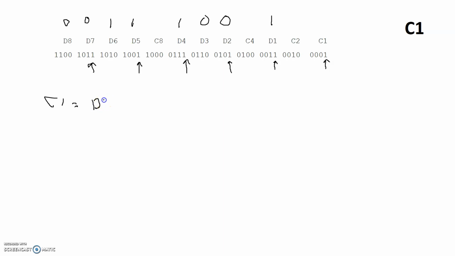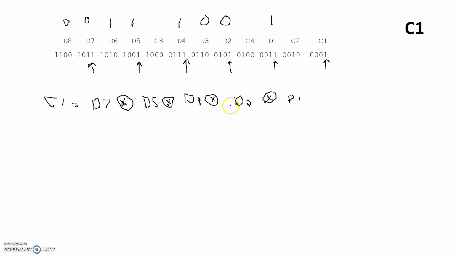So data bit 7, exclusive OR. I'm going to do the short notation here for exclusive OR. Data bit 5, exclusive OR. Data bit 4, exclusive OR, data bit 2, exclusive OR, data bit 1. Okay, so that would be the formula for check bit 1.